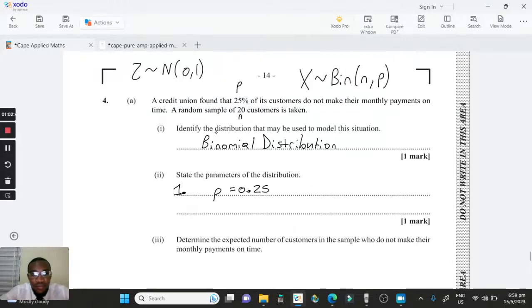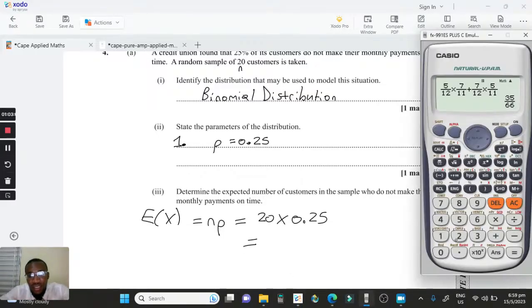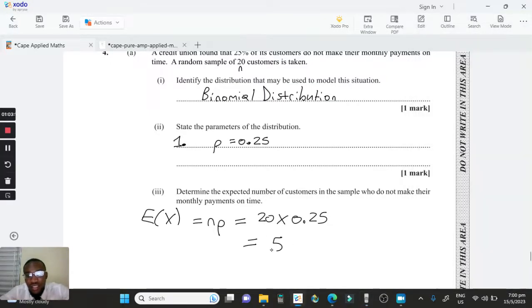Now the next part, it wants us to determine the expected number of customers. So always remember, the expected value of X for a binomial distribution is n times p, which is 20 times 0.25. You punch that in the calculator, which we know is 5. So this is 5 right there. So the expected number of customers is 5 customers.